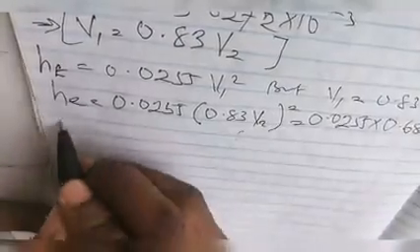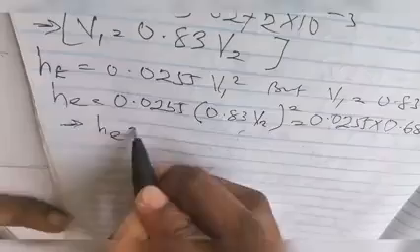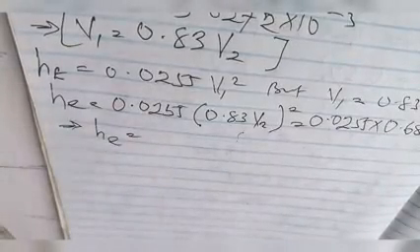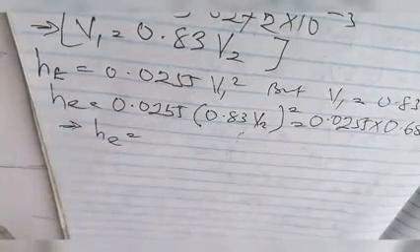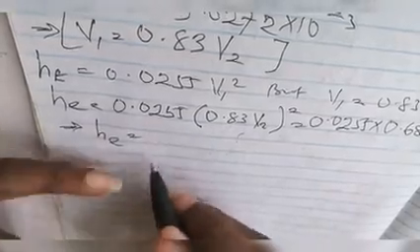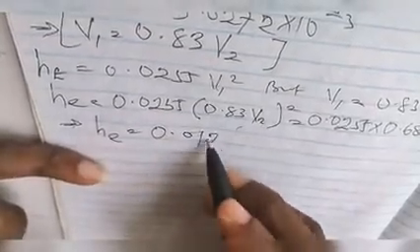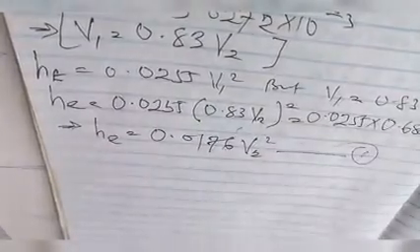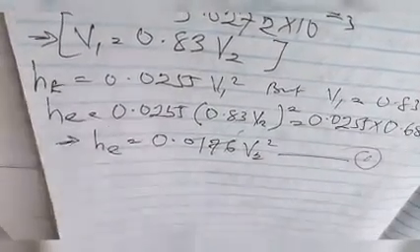So we have that. So this simply implies that head loss due to entrance is actually equal to 0.0255 multiplied by 0.6889, and we have that answer to be 0.0176. So head loss due to entrance gives us 0.0176 V2 squared. Call this equation 1. That's the first head loss. Now let's go back to the diagram.